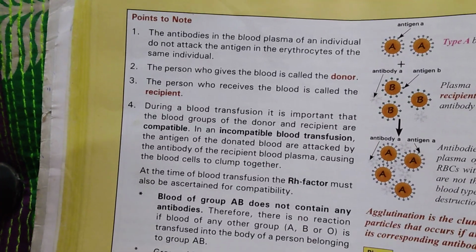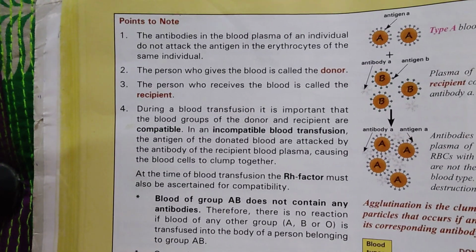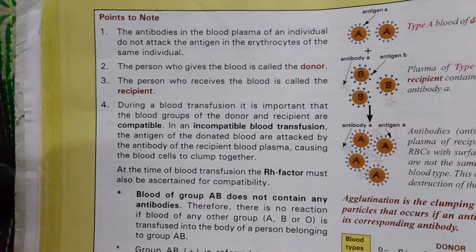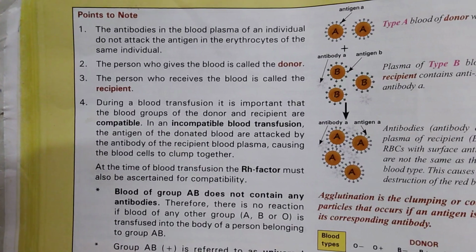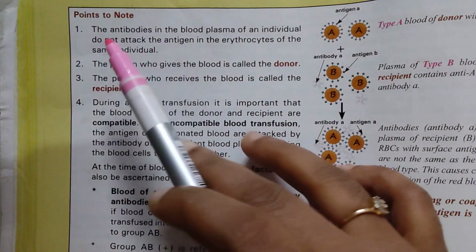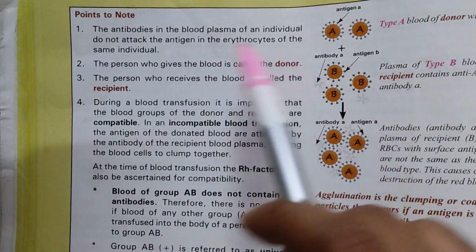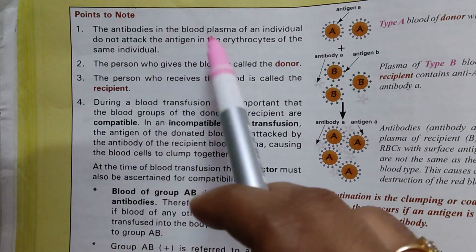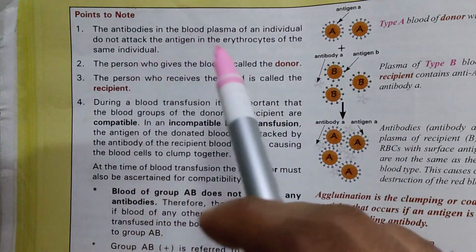Next is: the antibodies in the blood plasma of an individual do not attack the antigen in the erythrocyte of the same individual.